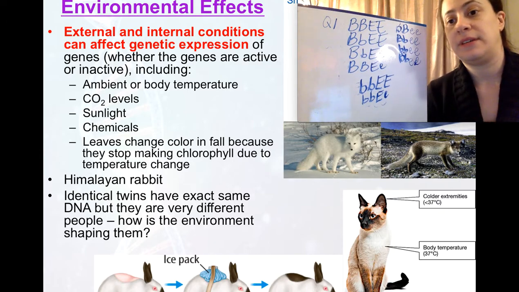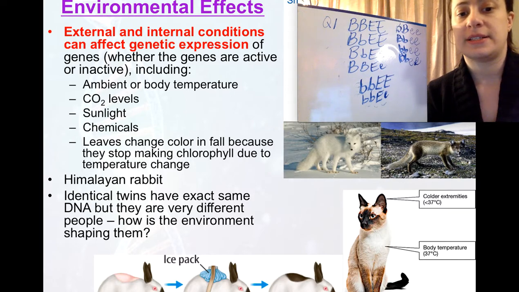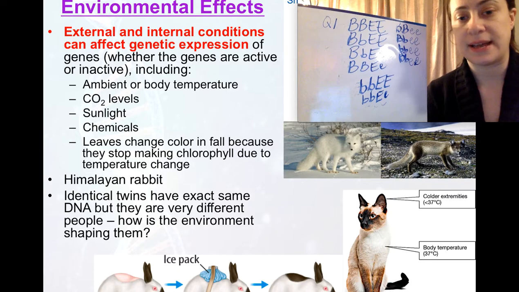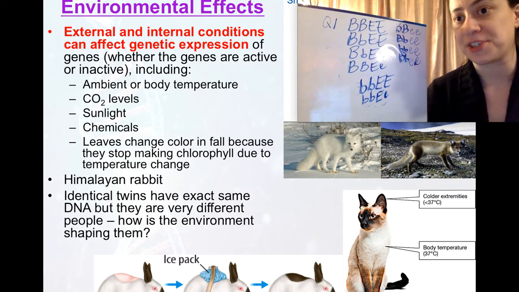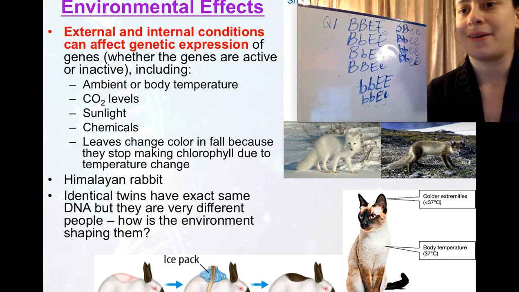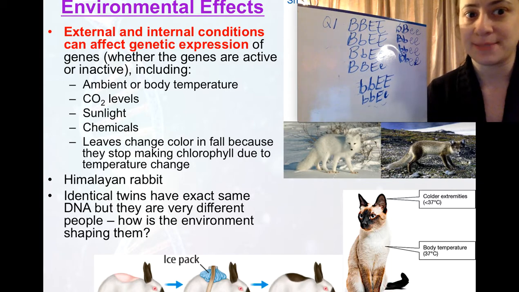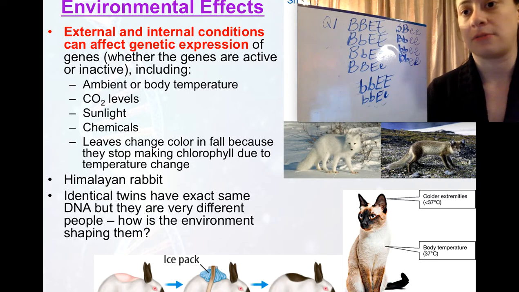The reason why the leaves change color in the fall is because they're losing chlorophyll. The chlorophyll is breaking down, and that's because of the surrounding temperatures. So we talk about environmental effects on gene expression, and there can be all these different factors in the environment that affect how genes are expressed.